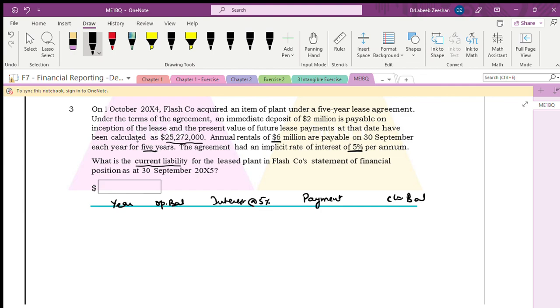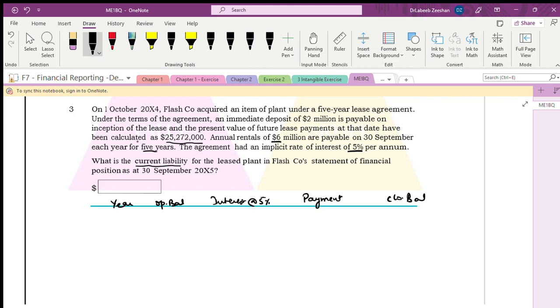Now here, they say that on October 1st, 2004, they acquired a 5-year lease agreement. How much are they paying? 2 million. Okay, and as at the inception of the lease, the present value of the lease payments on that day has been calculated as 2,572,000. Is it right?